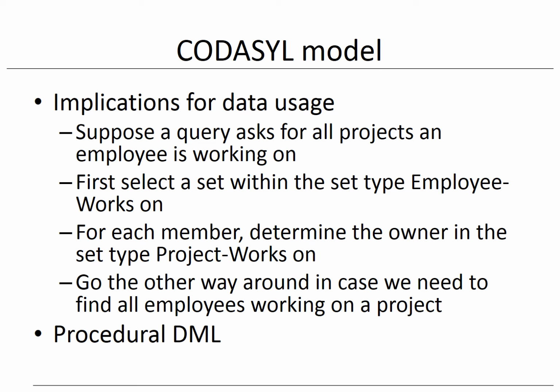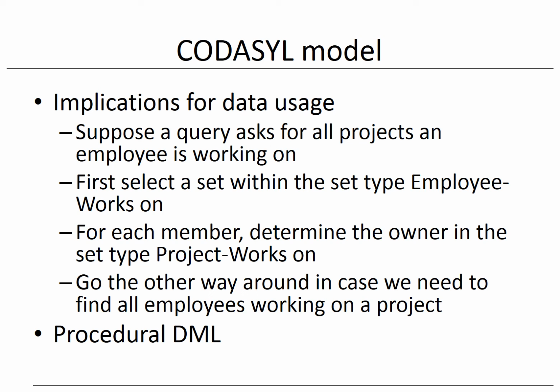It is clear that this implementation of N-to-M relationship types has serious implications for data usage. Suppose we have a query which asks for all projects an employee is working on. To solve this query, we first need to select the set in the set type between employee and works on. For each member record, we then need to determine the owner record in the set type between project and works on.